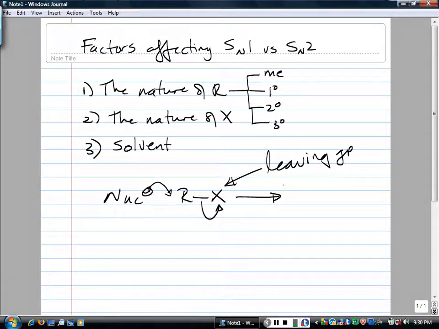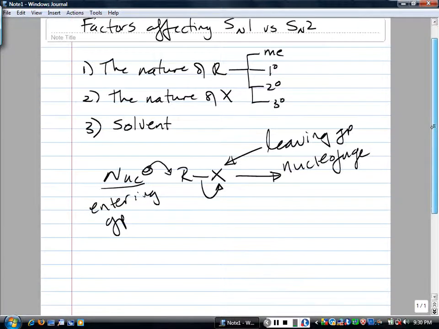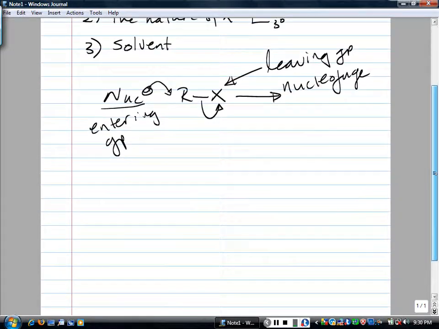In some texts you see it referred to as the nucleofuge. So X is our leaving group or nucleofuge, and the nucleophile is the entering group. Alright, so we're looking at the factors that affect whether the reaction goes SN1 or SN2. And we say it's the nature of R, the nature of X, and the nature of the solvent.